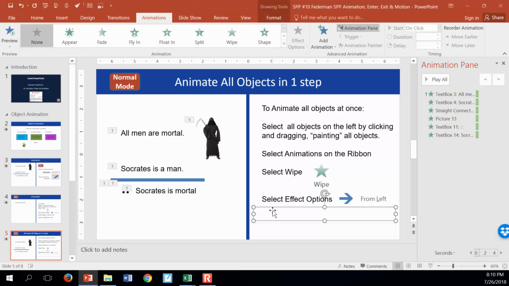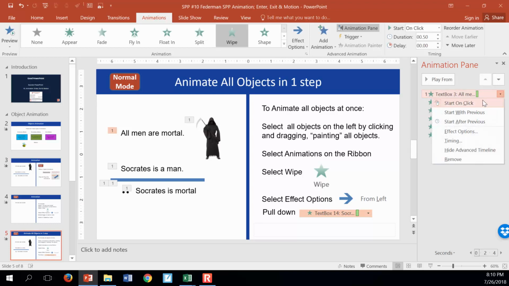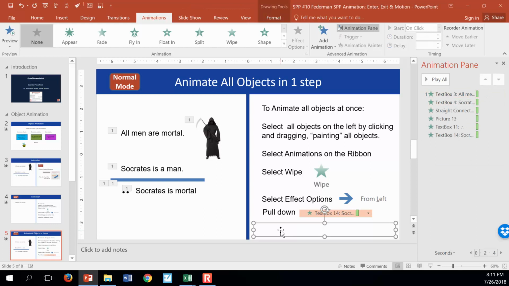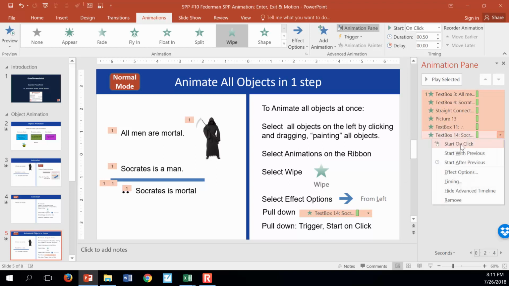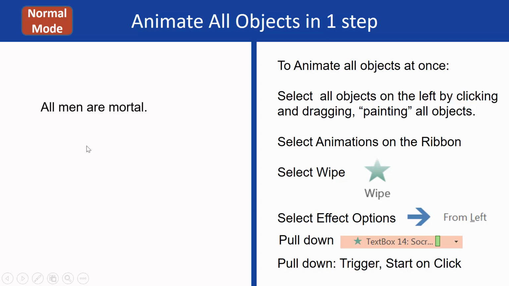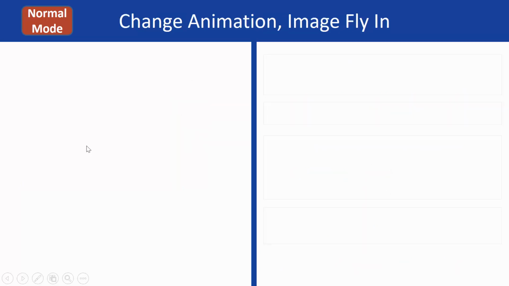and I want to then pull down on any one of these, and you see it start on click. I want to have all of these now. I'm going to highlight every single one of these and say start on click, so they'll go one at a time. And now when I go to slideshow mode, they're going to appear one at a time. The ordering's wrong, and we have to reorder them in the animation pane.